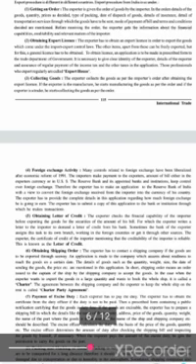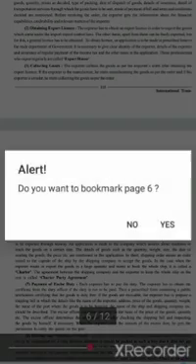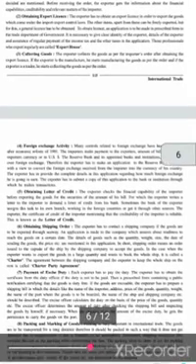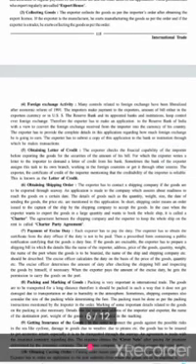Now, number 3 is collecting goods. The exporter collects the goods as per the importer's order after obtaining the export license. If the exporter is the manufacturer, he starts manufacturing the goods as per the order, and if the exporter is a trader, he starts collecting the goods as per the order. Now, the next one is the foreign exchange activity.